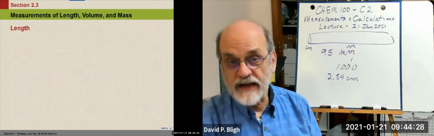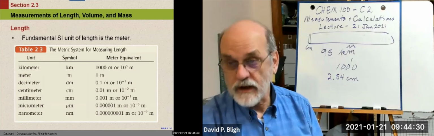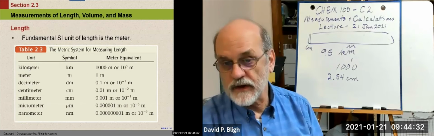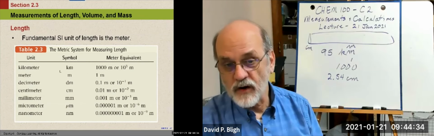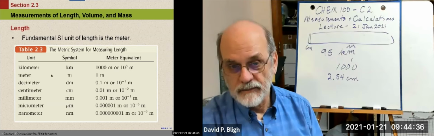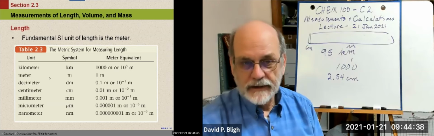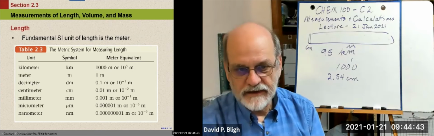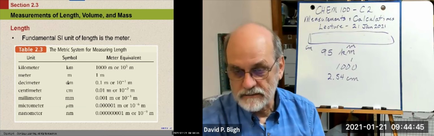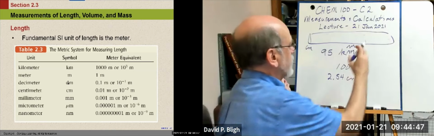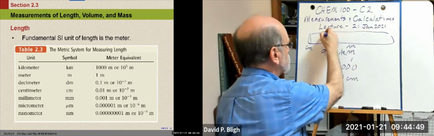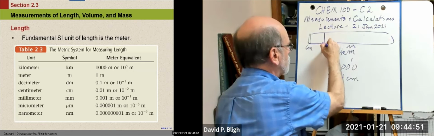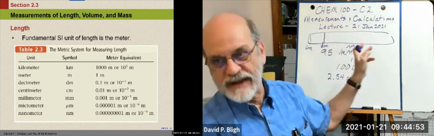Now that's going small. We could go big, like I did with a kilometer. The kilo means 1,000 based on the meter. These are examples. The decimeter is 1/10 of a meter, right? So it would be like maybe here, if that were a meter, of course.